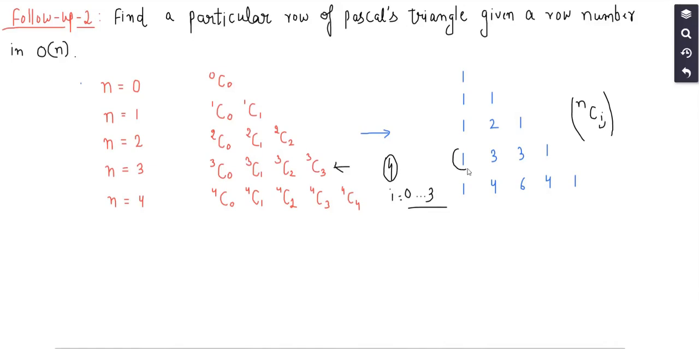So i is 0 here, so I will calculate 3C0, which is 1. i is 1 here, so I will calculate 3C1, that is 3. i is 2 here, so I will calculate 3C2, that is 3. i is 3 here, so I will calculate 3C3, which is the same as 3C0, hence 1. That's how I generate a particular row in Pascal's triangle.